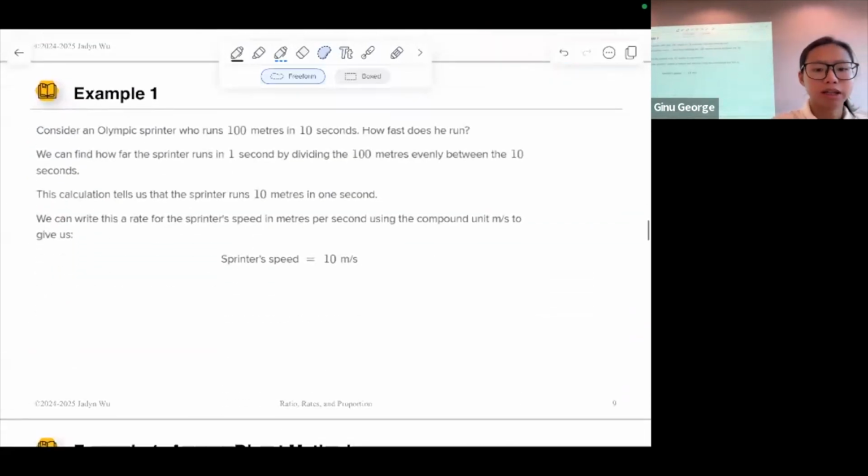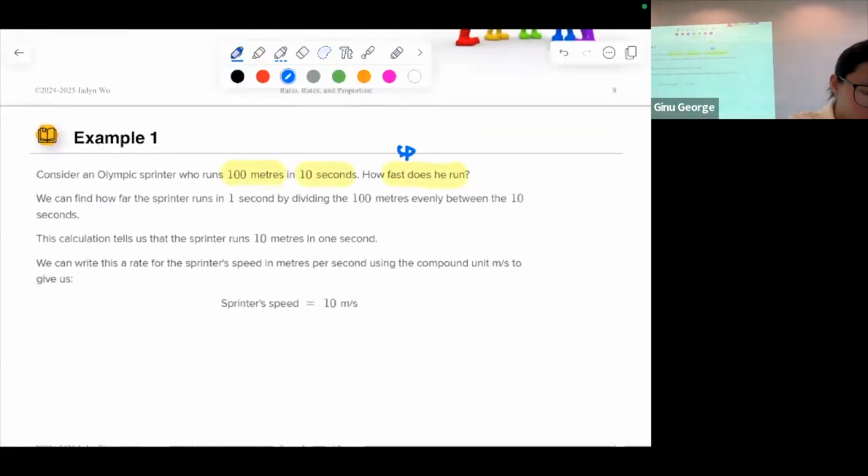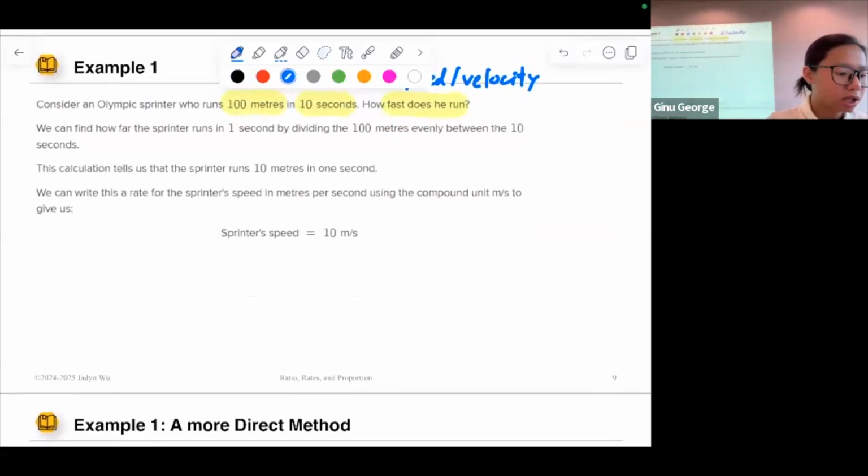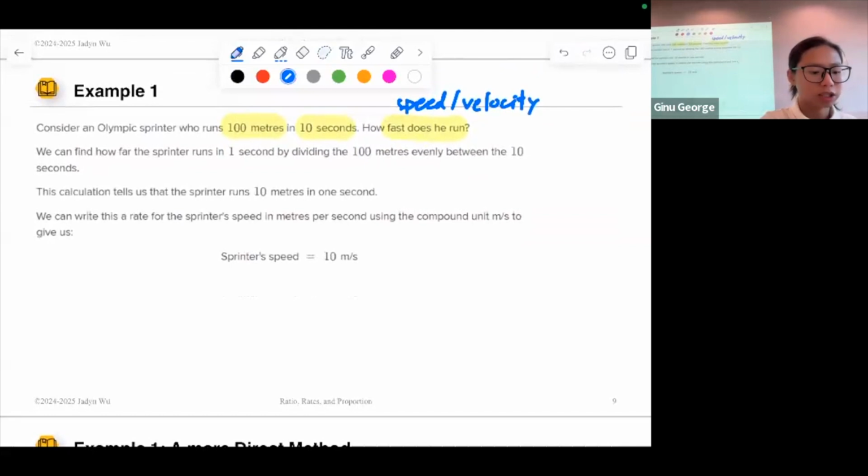So let's take a look at this first example. We have an Olympic sprinter who runs 800 meters in 10 seconds here. We want to know how fast he runs. When we ask how fast, it might be asking for the speed or maybe the velocity. There are differences between speed and velocity, but that will be explained in grade 11 physics. So far we can just say those are how we measure how fast something is moving or running.